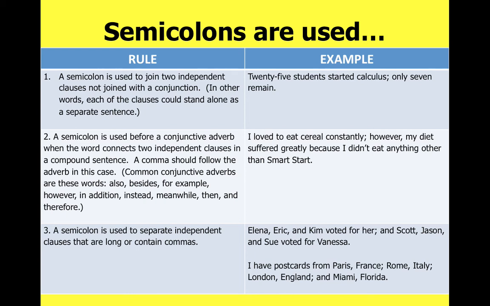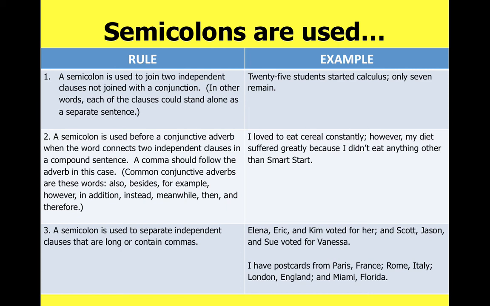Okay, so you see that the semicolon here is used right before that conjunctive adverb, however, which is followed by a comma. This is very similar to Rule 1 because both of these clauses, I loved to eat cereal constantly, and however, my diet suffered greatly because I didn't eat anything other than Smart Start, are two separate sentences. They can stand alone. But in this case, we do have a conjunctive adverb here. Now, you could not do this with a normal conjunction like for, and, nor, but, or, yet, or so. It only works with these common conjunctive adverbs.